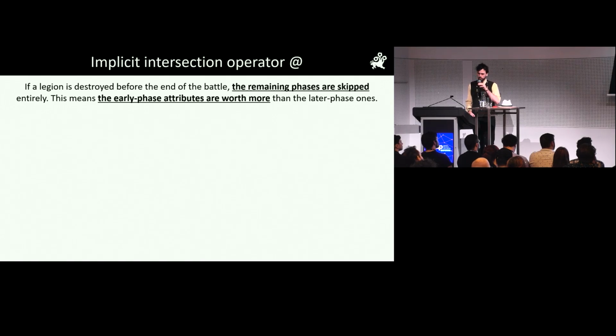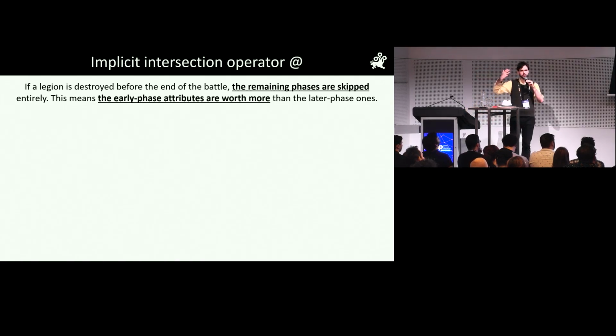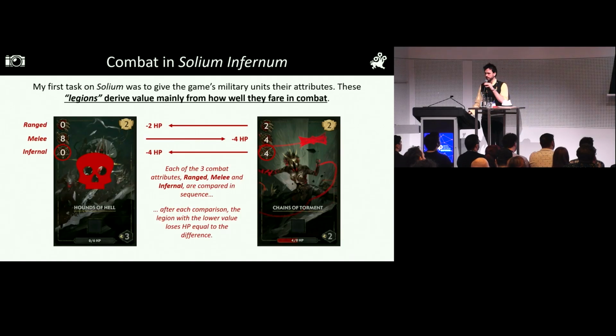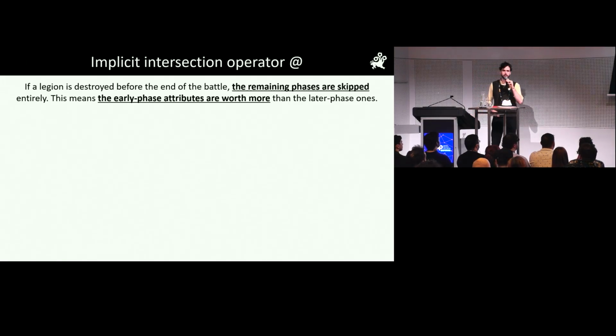So now what we're going to do is try and build a power metric, a heuristic value to evaluate each of these legions. As I kind of teased before, maybe we could just add up all the numbers on the card, right? The trouble with that is that because you can be killed in an earlier phase and all your remaining attributes will be skipped, the earlier phases are worth more than the later phases, which means that we need to give them a higher weight when we create some kind of power, like utility value for each of these units.